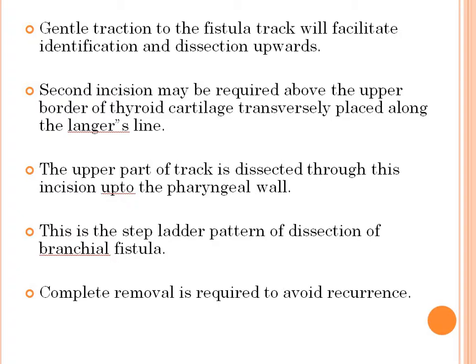A second incision may be required above the upper border of the thyroid cartilage, transversely placed along Langer's line. The upper part of the tract is dissected through this incision up to the pharyngeal wall. This is the step-ladder pattern of dissection of the branchial fistula. Complete removal is required to avoid recurrence.